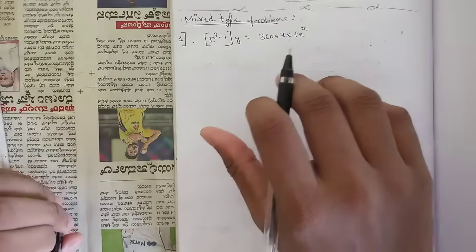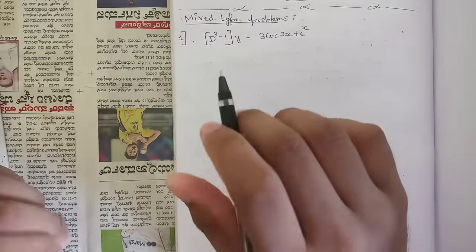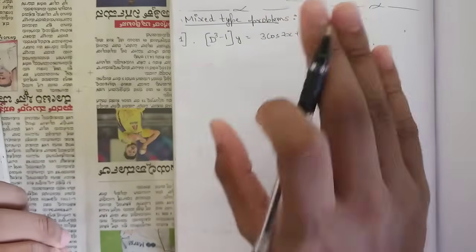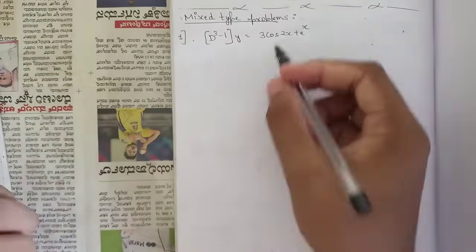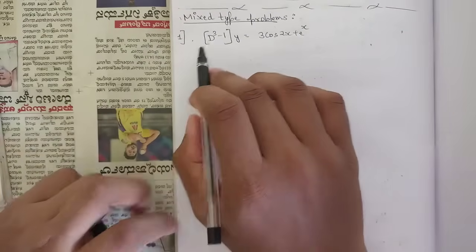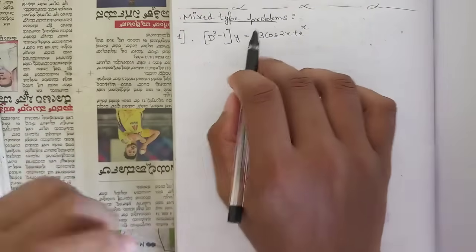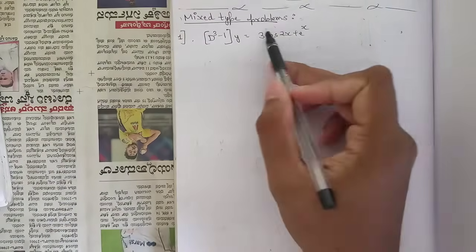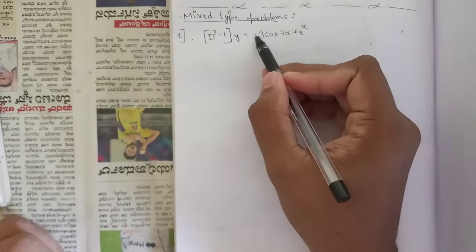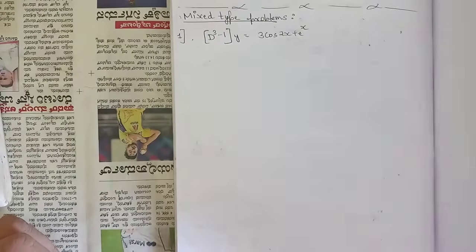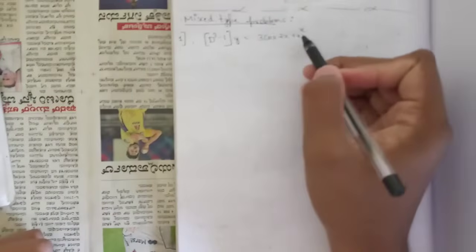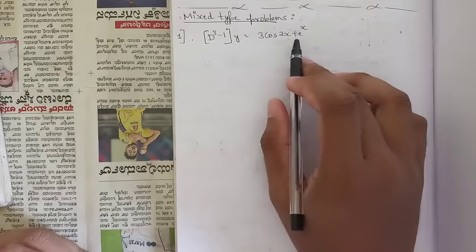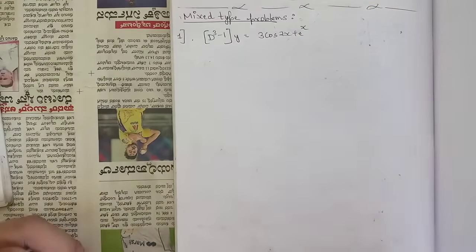Mixed type problems, as the word itself says, mixed. So r of x would have all the types, that is type 1, type 2 and type 3. Here the given question is (d cube minus 1) y is equal to 3 cos 2x plus e power x. See, these two are not of the same kind. Here r of x has the type 2 form, the trigonometric function of the form cos ax, and this is of the form e power ax. These two are from different types, so r of x will contain all the different types.